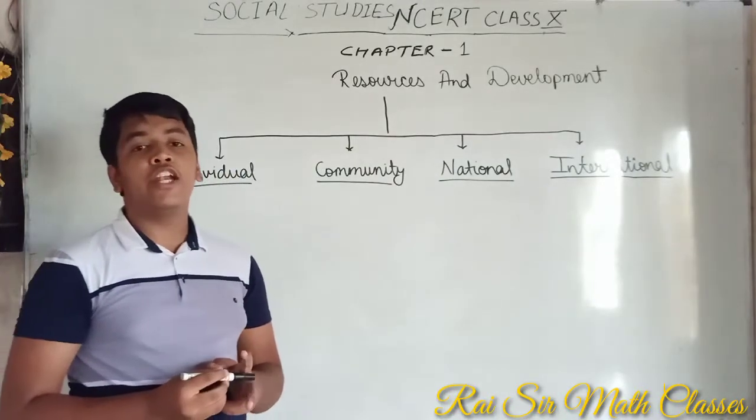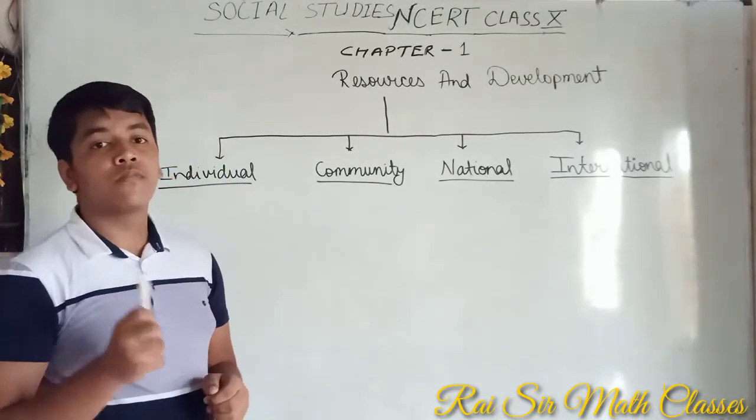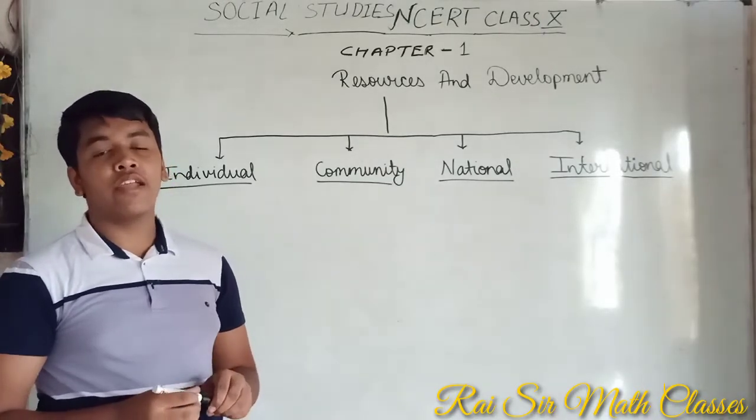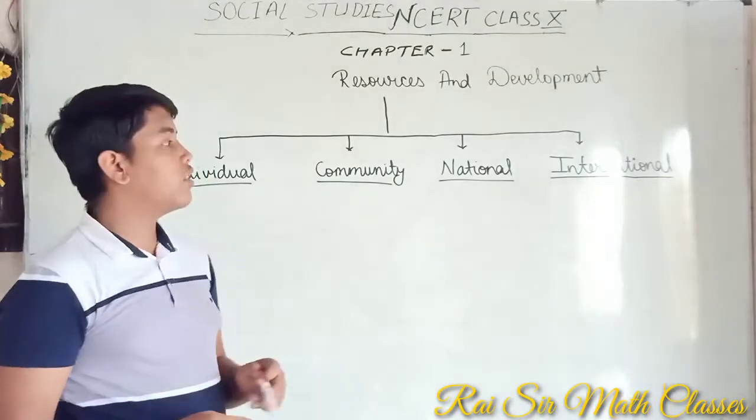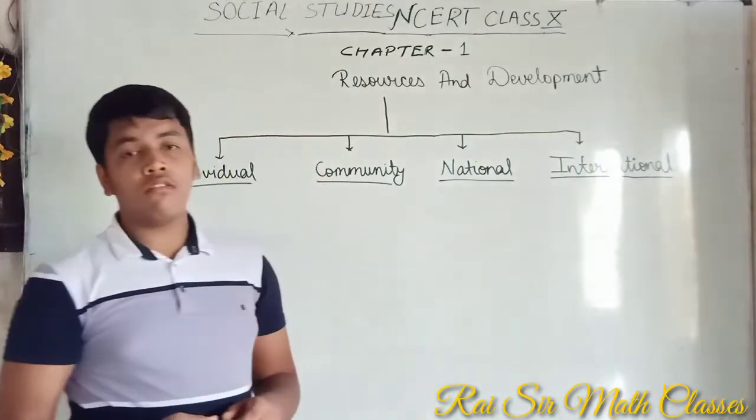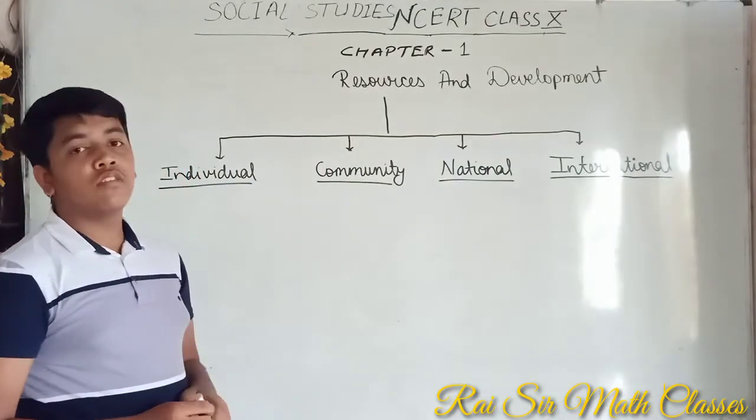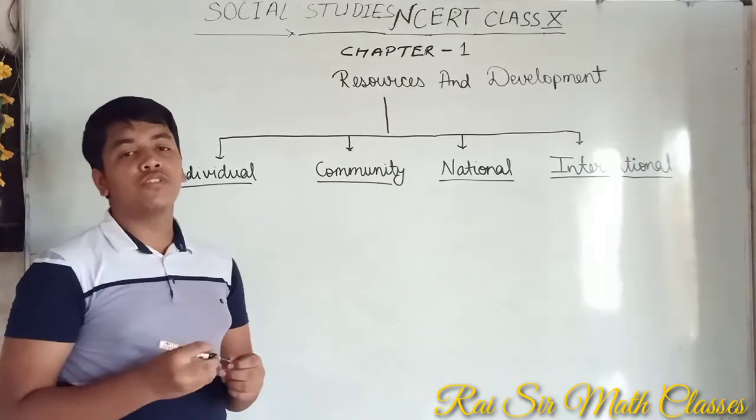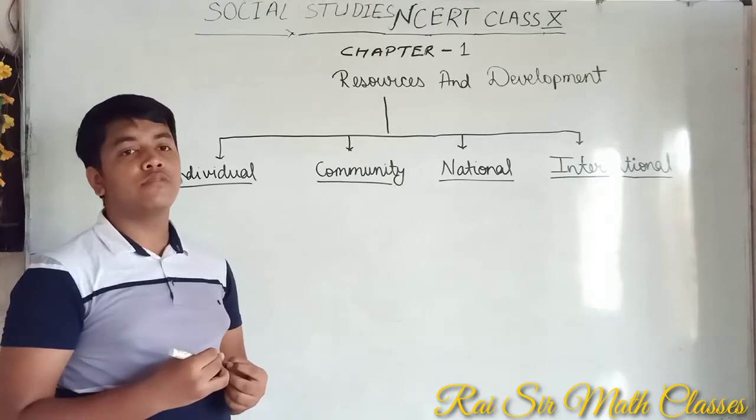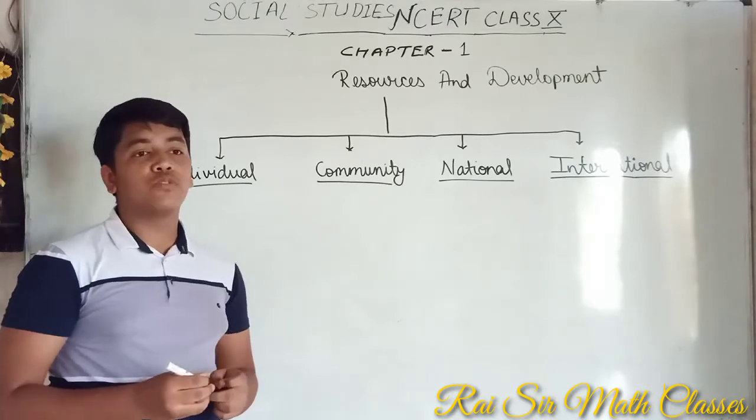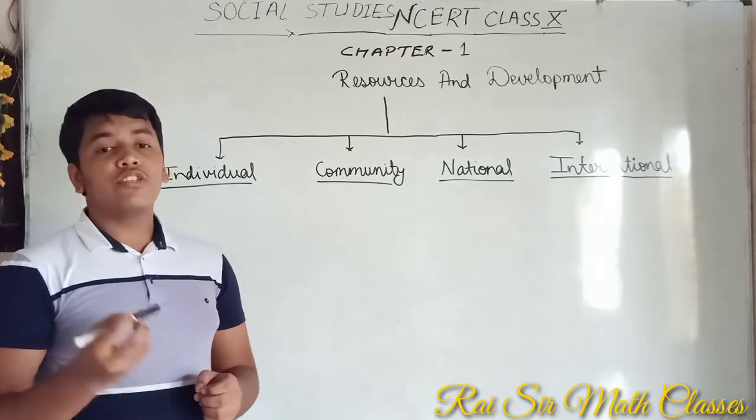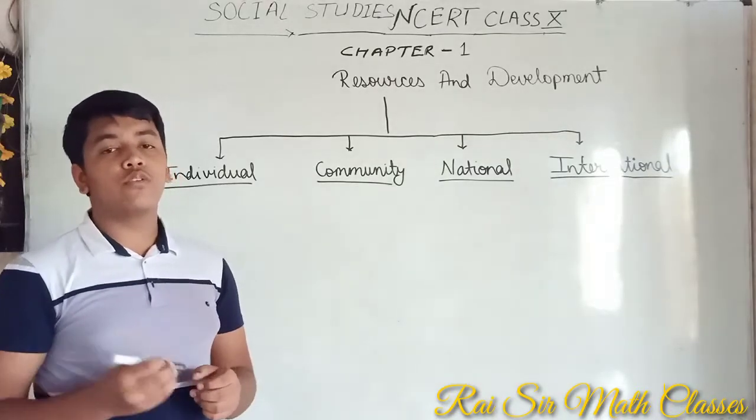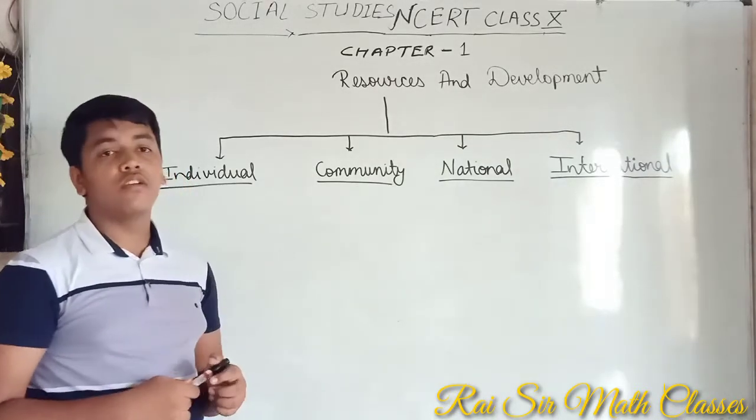For example, the indigo plant of West Bengal and Bangladesh is very famous for blue color ink. So it is also part of international resources. With this, we have completed the basis of ownership. Ownership is what is used by a person, community or the whole nation, and these are known as resources on the basis of ownership.